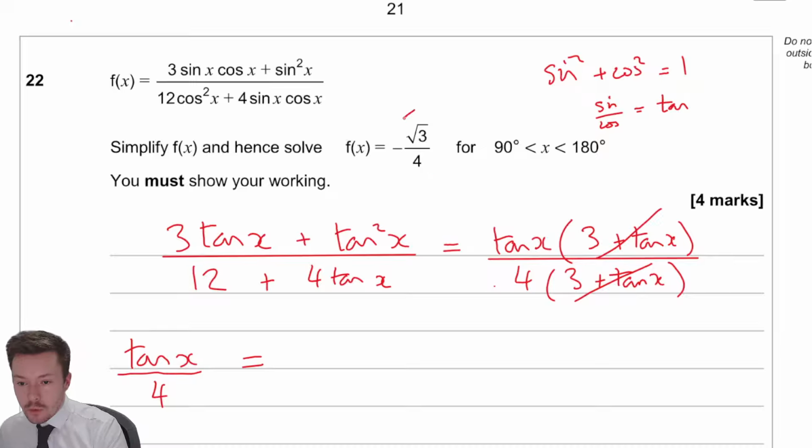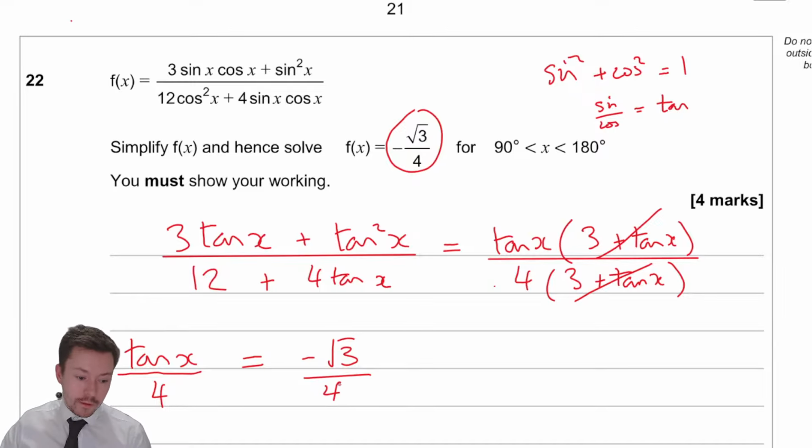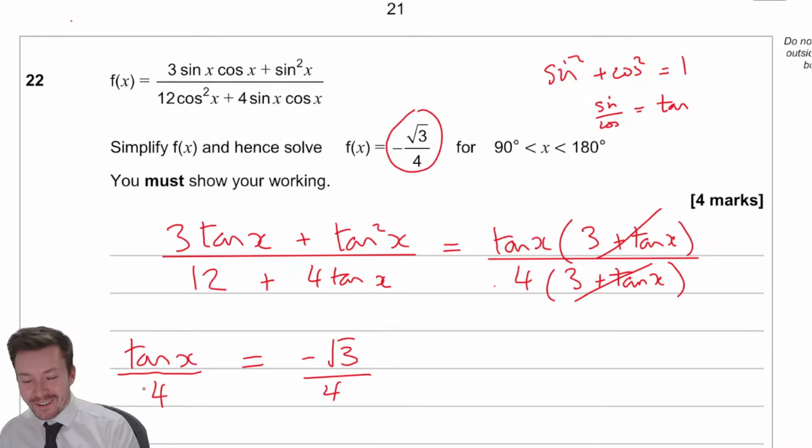Tan x over 4 is equal to this, minus root 3 over 4. Timesing both sides by 4 here, we get tan x is equal to minus root 3.